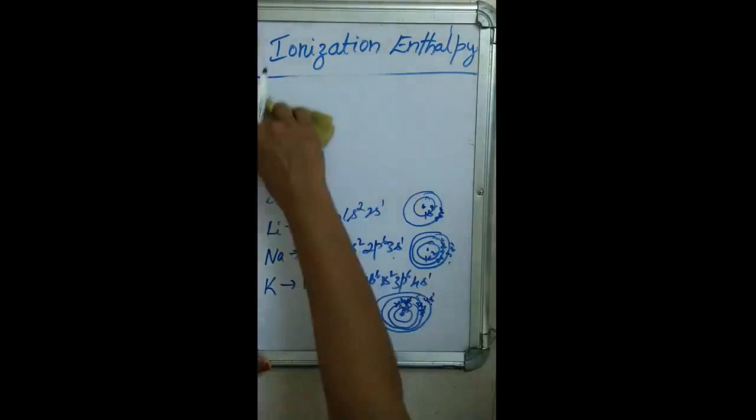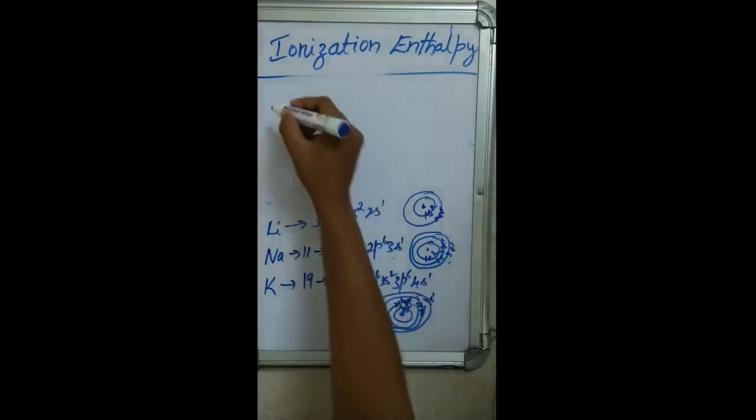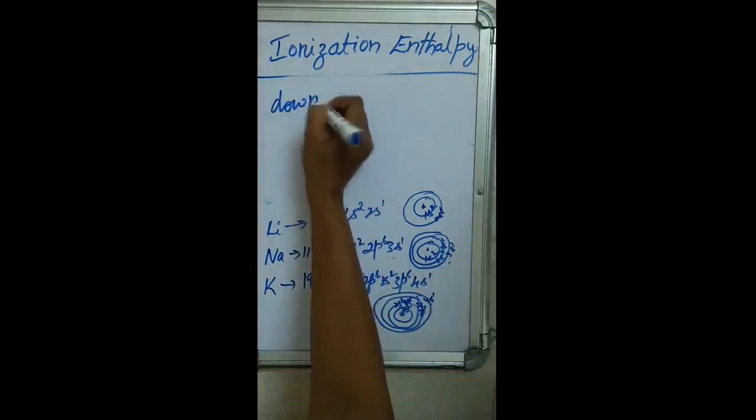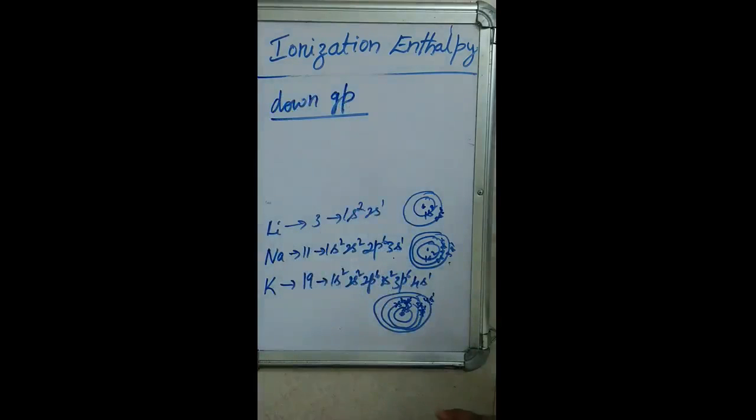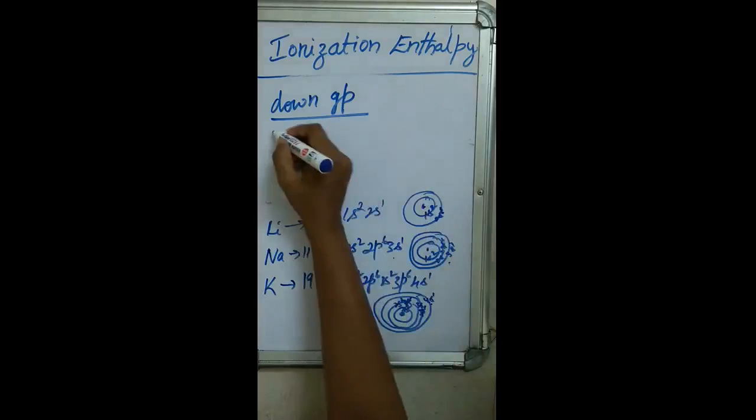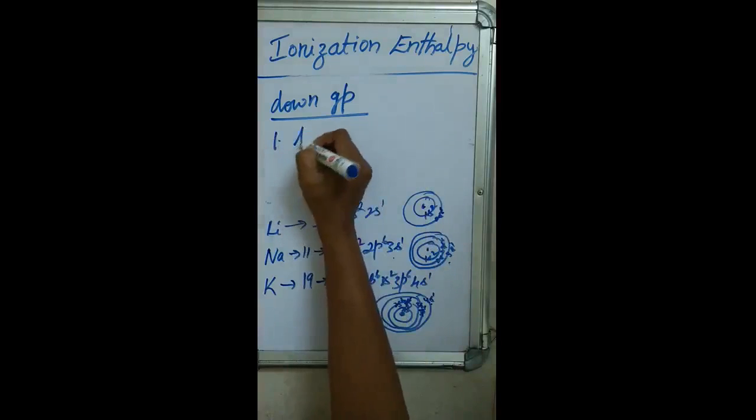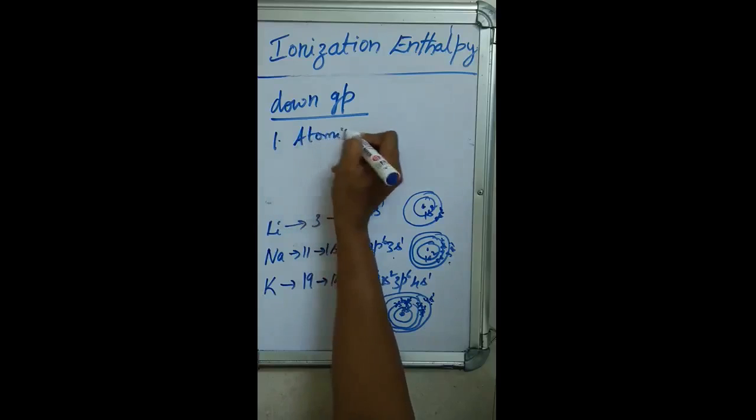Now, how it varies down the group. Down the group, I already explained an example here. So down the group: lithium, sodium, potassium, rubidium, cesium. Down the group, what happened? Atomic size increases. First I will write the points so that you can understand what happened.